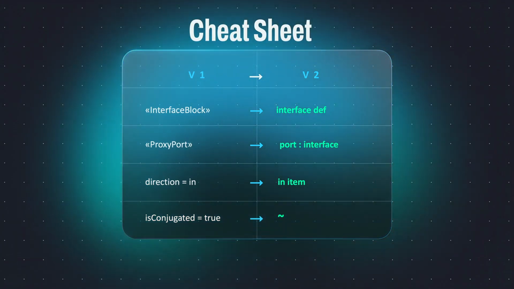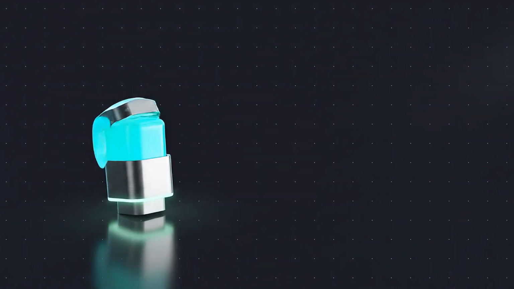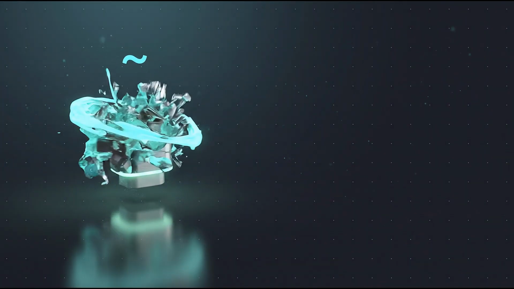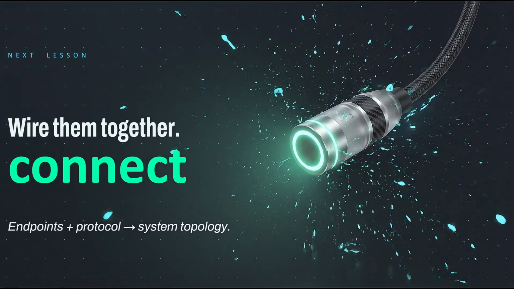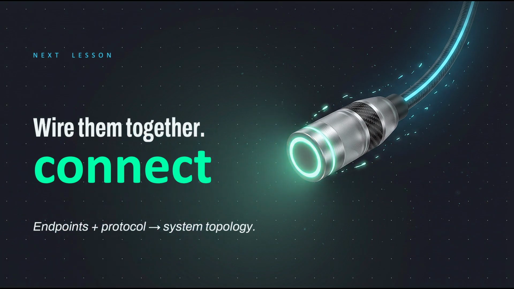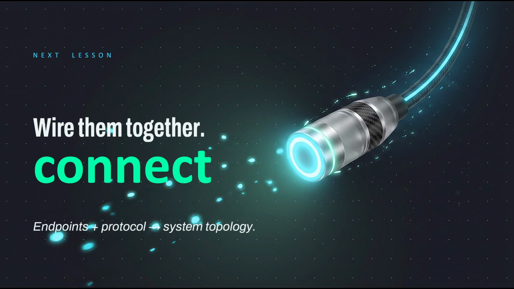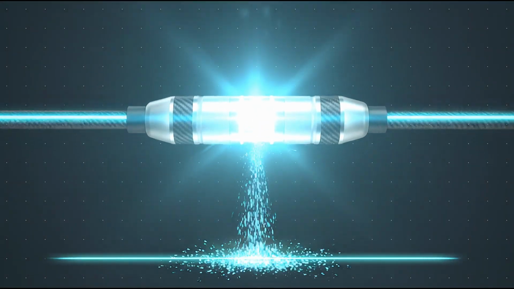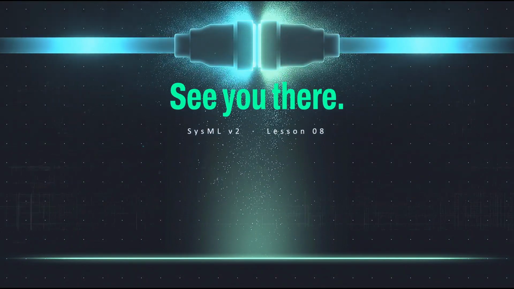That is the power of SysML v2's approach to ports and interfaces. A single, reusable port definition, a protocol-based interface definition, and one operator that eliminates the need for redundant mirror definitions. In the next lesson, we will look at connections. Now that we have the ports as our endpoints and the interface definition as our protocol, the next step is to actually wire them together, using the connect keyword to establish the topology of the system. See you there.